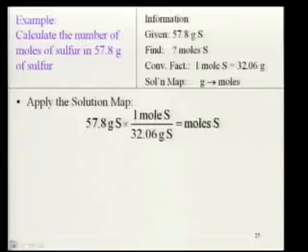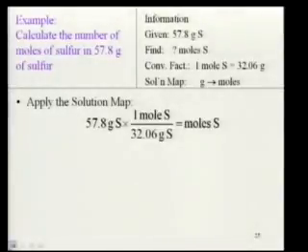Yeah, that's the way you go about it in everyday life. But do it this way, okay, for now, so that you don't get stuck down the road. Set it up like I have it. Use conversion factors, okay? You know that for every 1 mole of sulfur, if you had 1 mole, it would weigh 32 grams. You have 57.8 grams. Set it up like this.